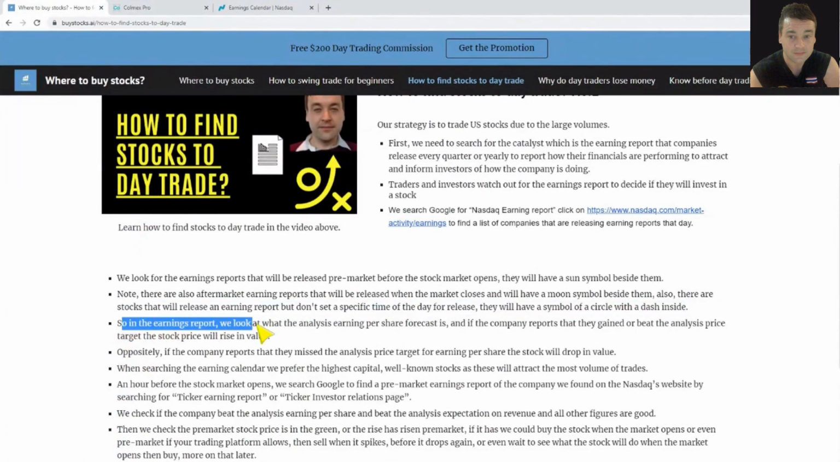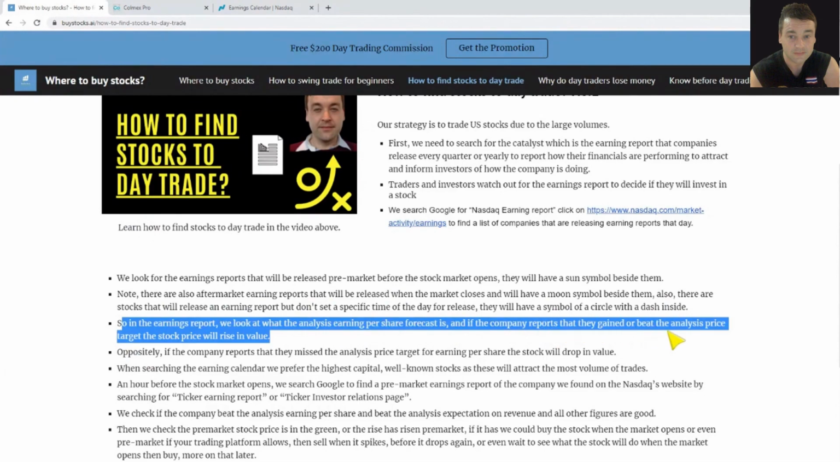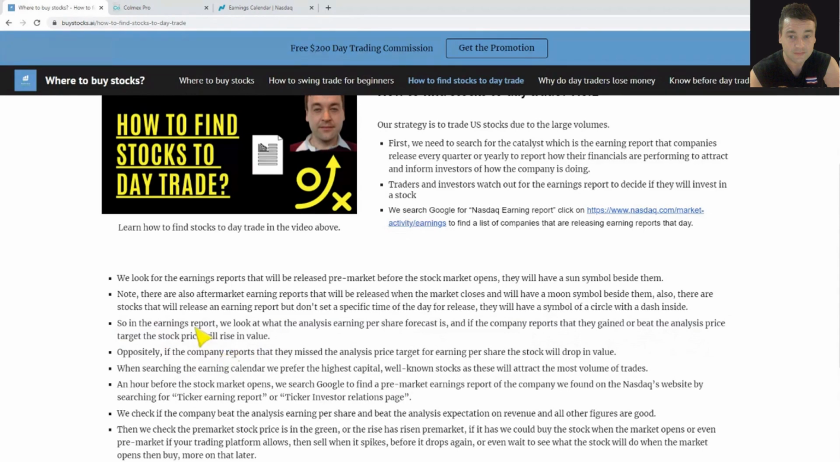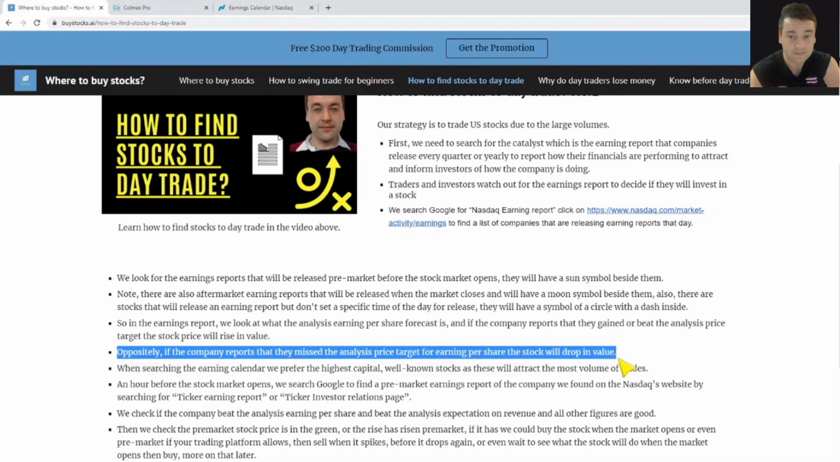So in an earning report, we look at what the analyst earning per share forecast is, and if the company reports that they beat the analyst expectation, and that will cause the rise in value. And I'll show you that in a minute. So if they come out with an earning report that beat analyst expectations, the stock will go up in value. Or oppositely, if the company reports that they missed the analyst expectation for earning per share, the stock will drop in value.